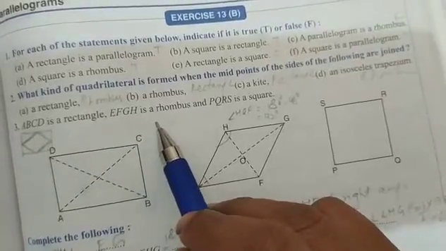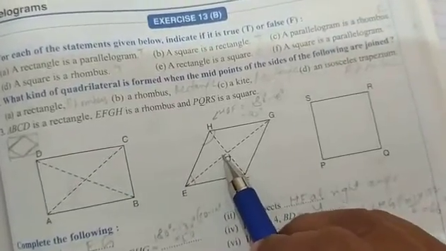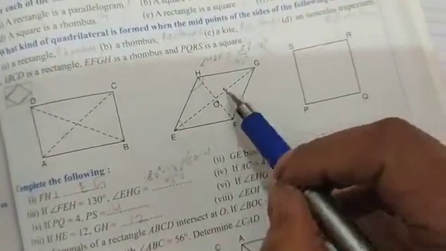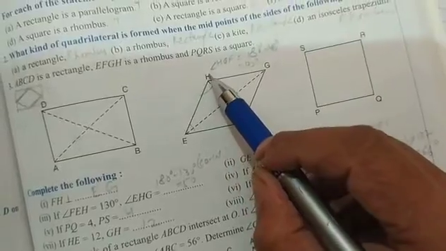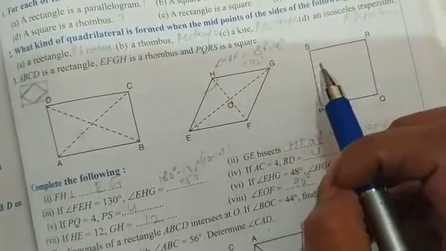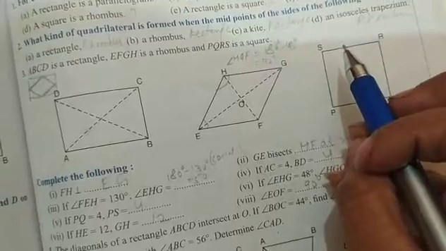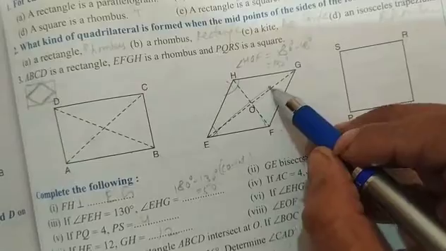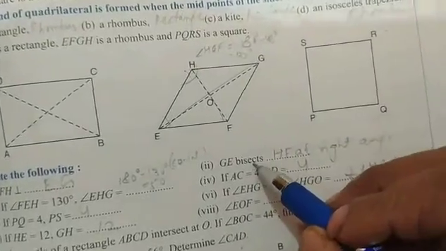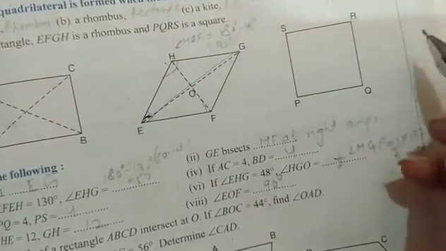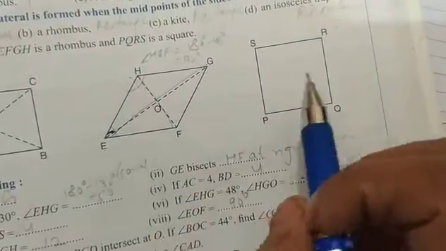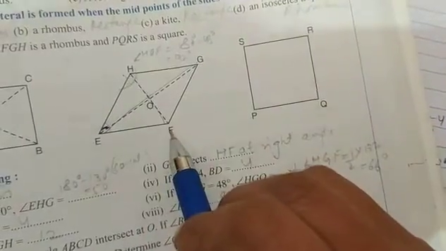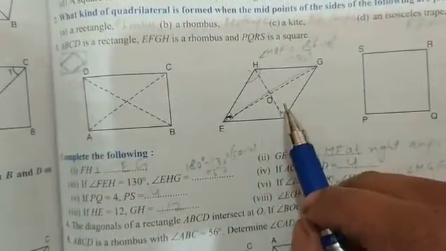Third, ABCD is a rectangle. EFGH is a rhombus. PQRS is a square. FH, this one side. FH is perpendicular to EG. This side FH is perpendicular on EG. GE bisects HF at a right angle because it is a rhombus.